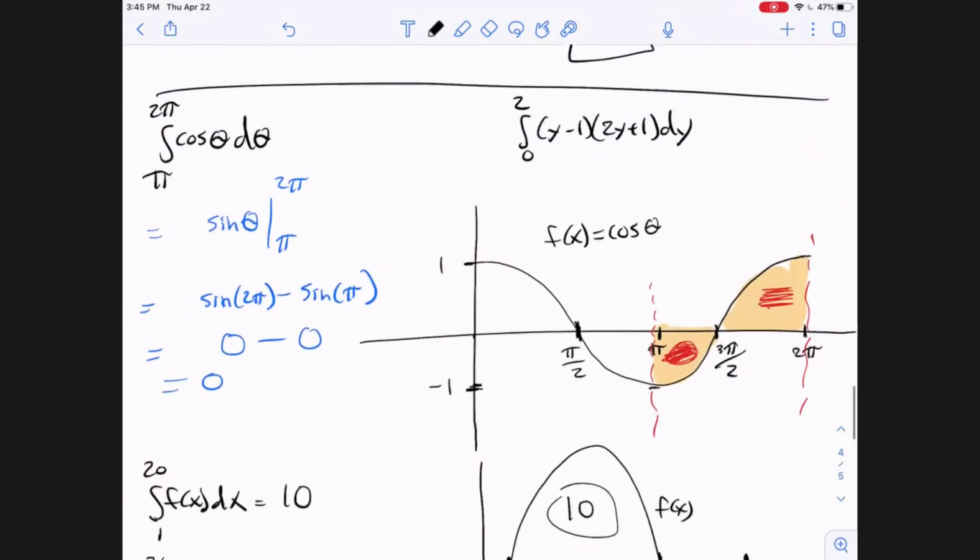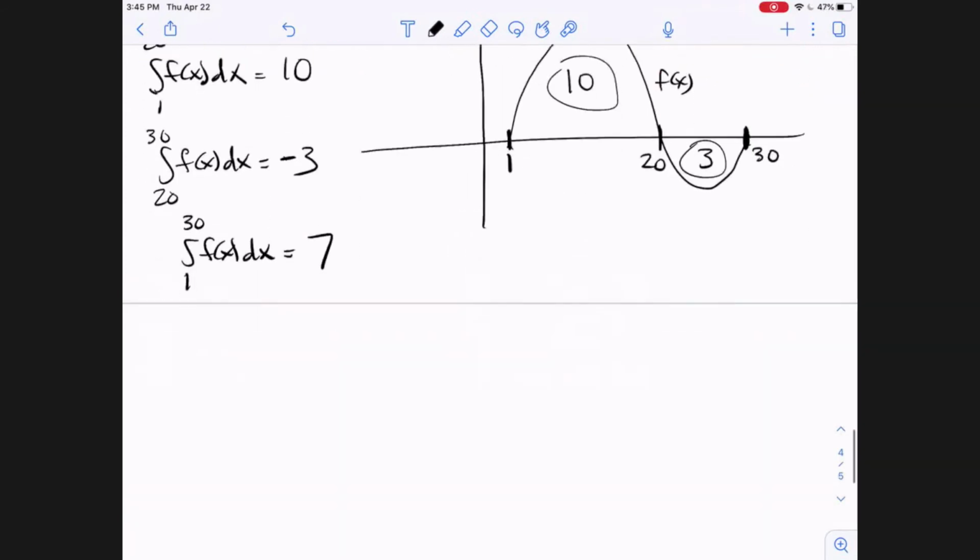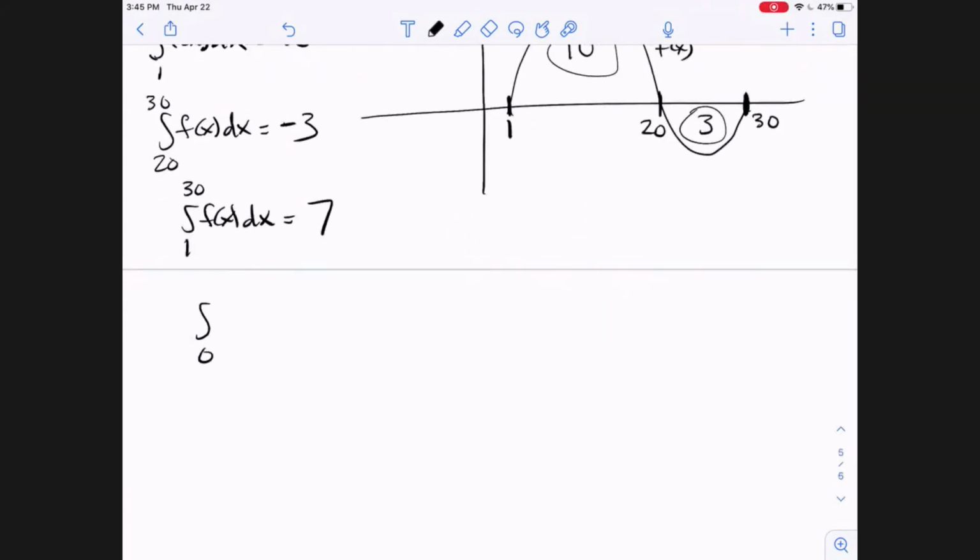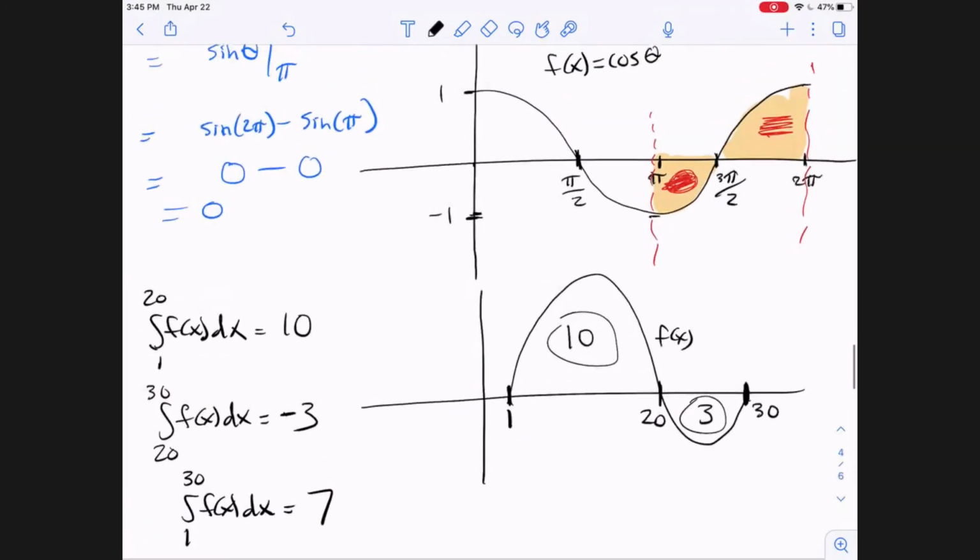All right, so let's go back to that other question that I didn't do yet. The integral from 0 to 2 of y minus 1 times 2y plus 1 dy. By the way, did any of you still need to copy this down? Birthday, you're good?